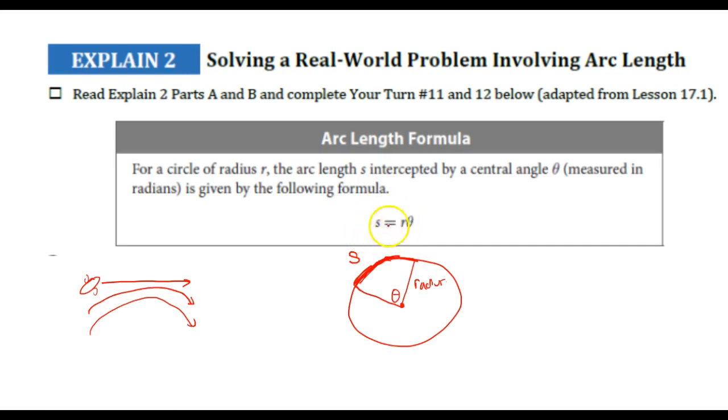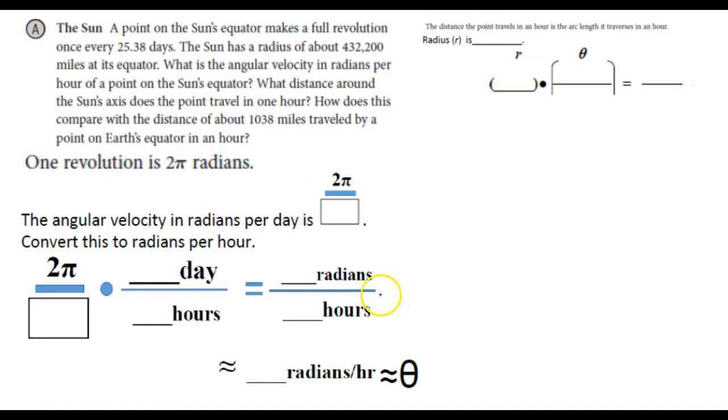So this is just a formula that we can use. If we know the radius and we know the angle, we can figure out the arc length. With that being said, let's go over part A, a word problem. Our favorite, the sun. We know it's about the sun, which is also circular in nature.